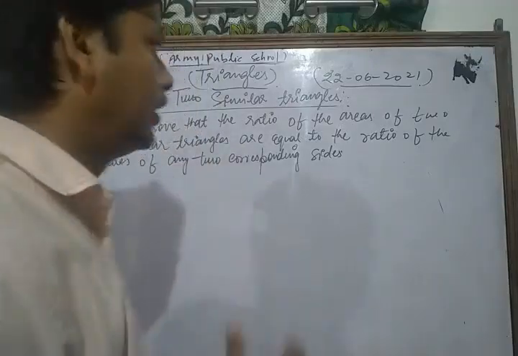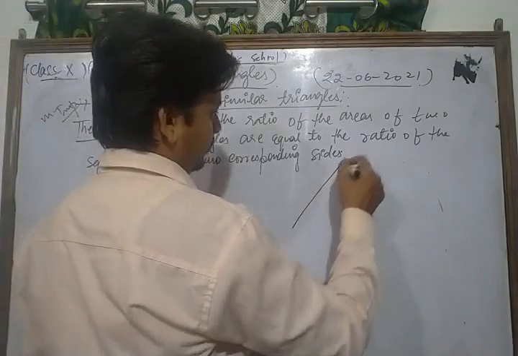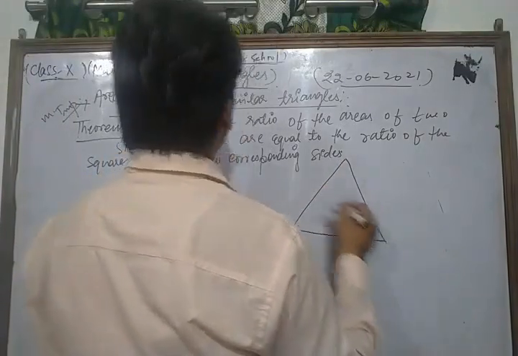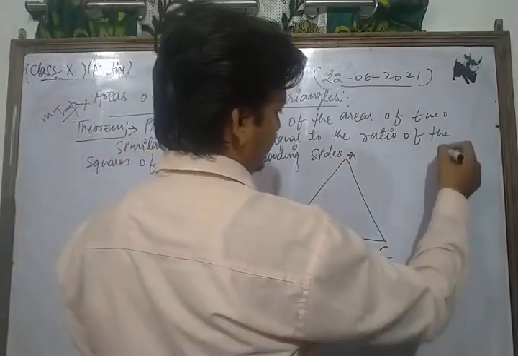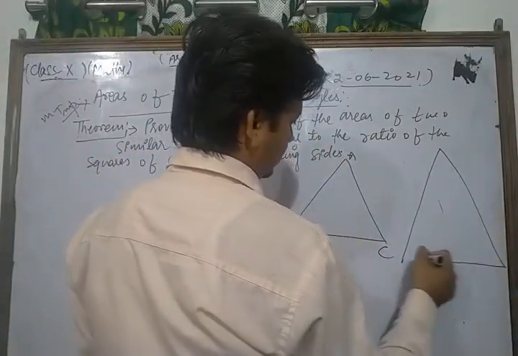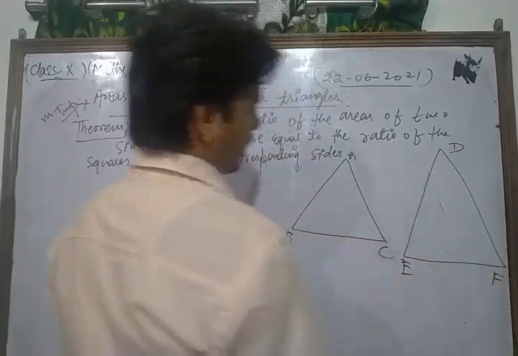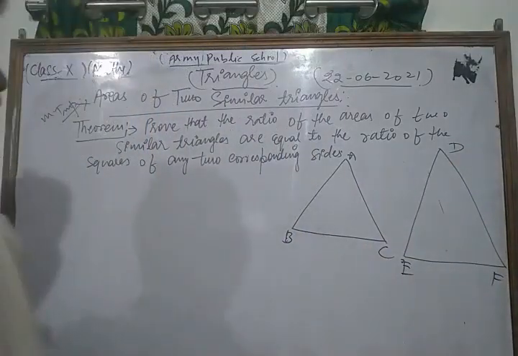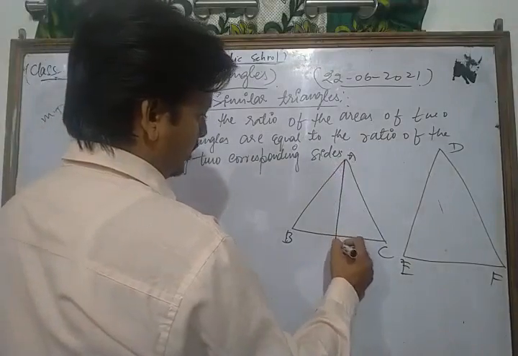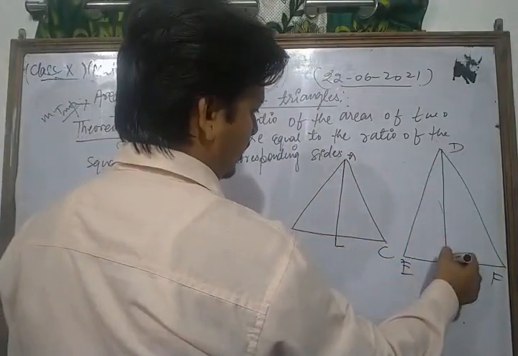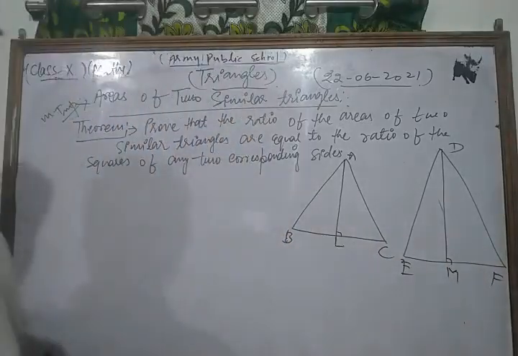Okay, so first of all, in that theorem we draw two similar triangles. Let this be ABC and this is DEF. We draw two similar triangles, and we have to do some constructions. Draw AL and DM perpendicular to BC and EF respectively.